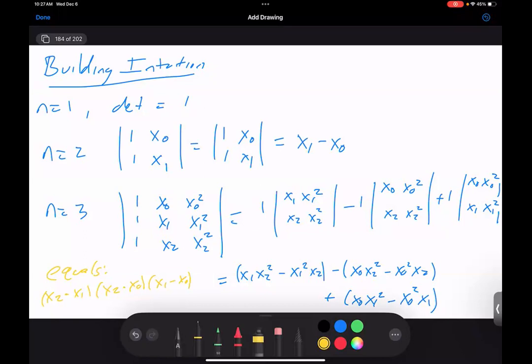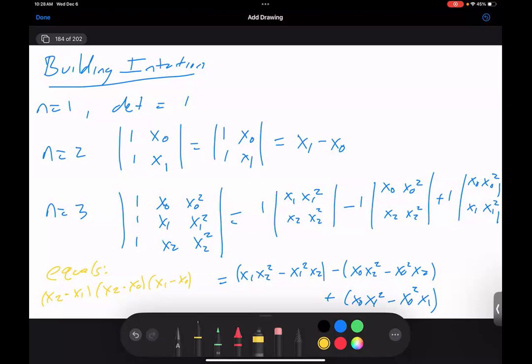If this is equal to this product, then that means the determinant has to be divisible by x2 minus x1. So when I look at this, can you look at this and tell me if x2 minus x1 divides this? So how many of you remember your long division of polynomials with several variables?